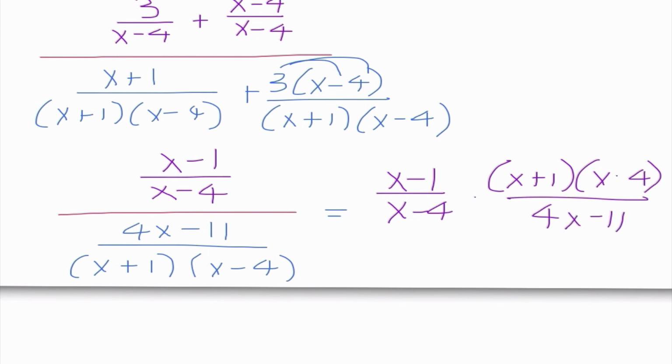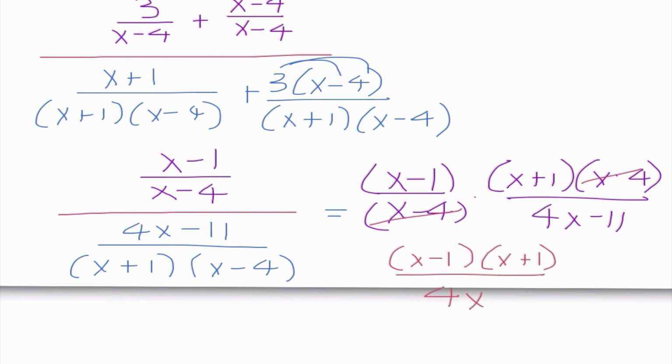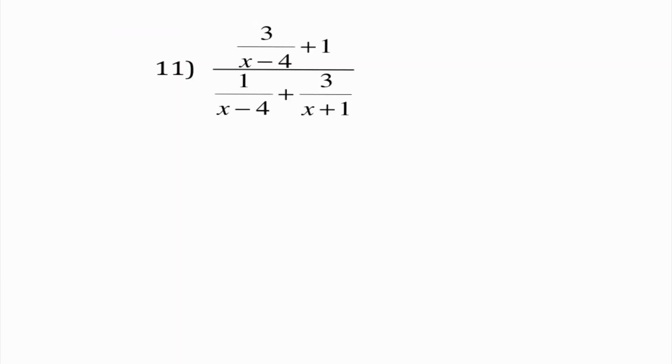And I notice that we have these x minus 4's in common, so I am left with x minus 1, x plus 1 over 4x minus 11. Okay, that is my final answer. There's nothing else that we can do. If you guys wanted to write that as x squared minus 1, that would be equivalent. But know that we don't need to go ahead and FOIL things out. This is a perfect answer.